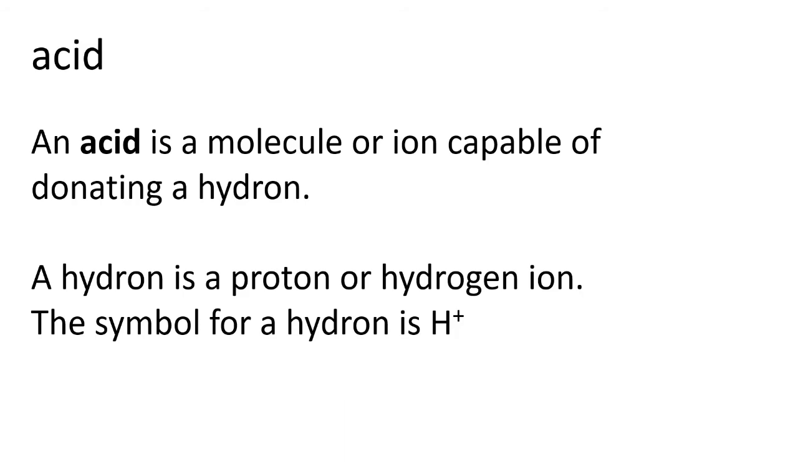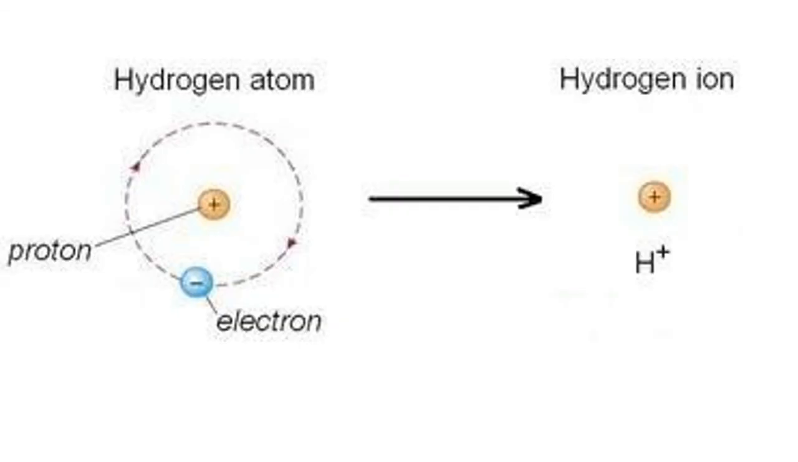All right, acid. An acid is a molecule or ion capable of donating a hydron. A hydron is a proton or hydrogen ion. The symbol for a hydron is H+, which means hydrogen with a 1+ charge. Where do you get hydrons? Well, get some hydrogen atoms. A hydrogen atom has one proton, one electron, and just whisk away the electron. Get rid of that electron, and all you have left is the proton. At that point, we would represent that as H+, and we would say that we have a hydron. So it's not too difficult to get protons. You can get them from hydrogen just by getting rid of the electrons.